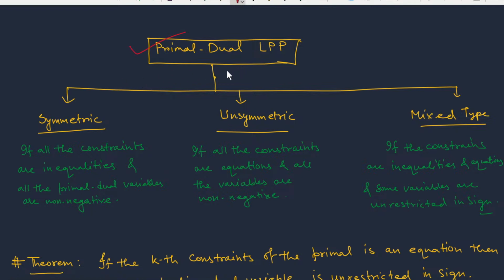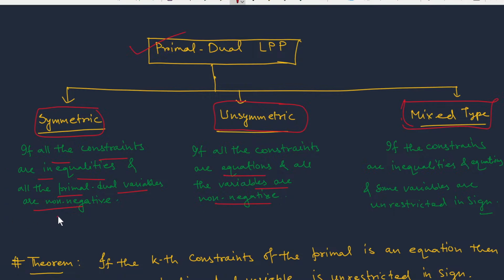There are three types of primal dual problem, okay. One is the symmetric type of problem, second is the unsymmetric type of problem, and third is the mixed type of problem, okay. So what is the symmetric case? If all the constraints are inequalities and all primal and dual variables are non-negative, this is the case of the symmetric primal dual problem, okay. The second one is if the constraints are equations, and all the variables are non-negative, that is the primal variables and the dual variables are non-negative, this is the unsymmetric case.